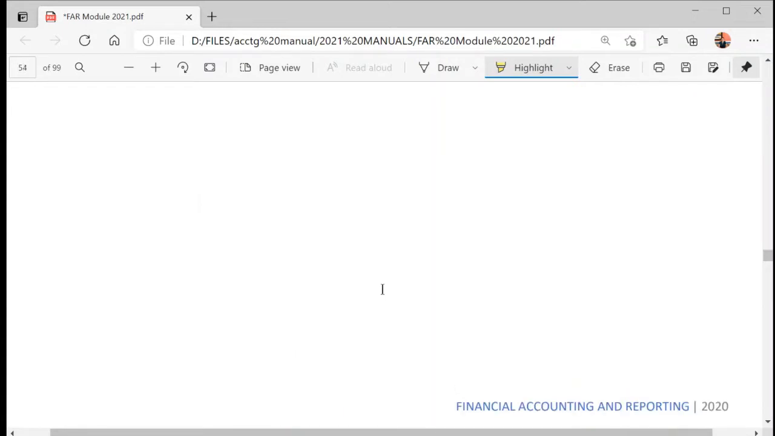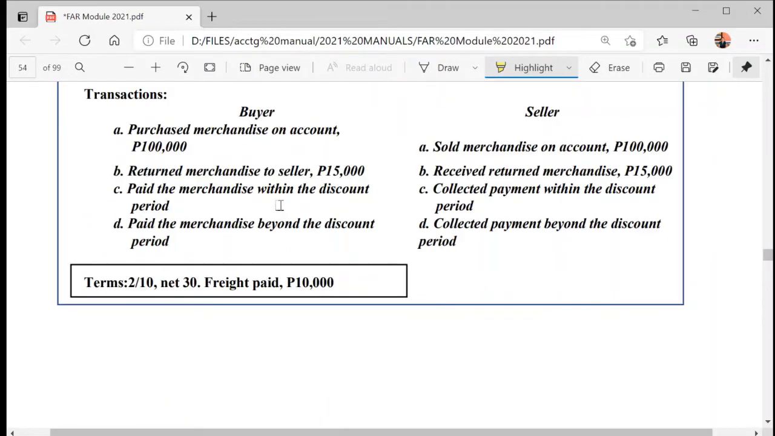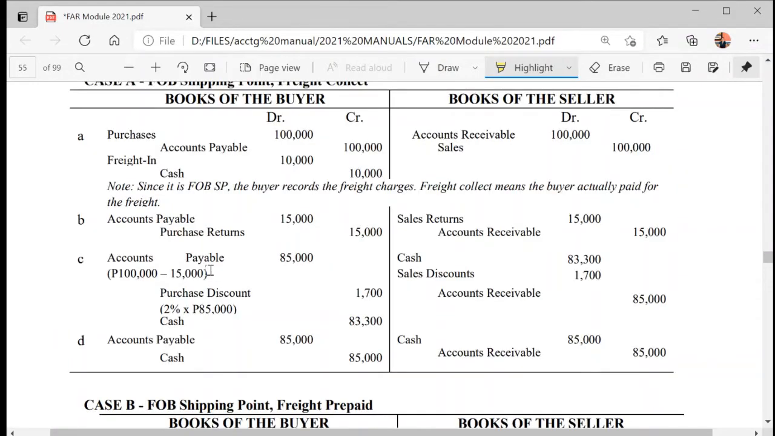The second transaction is return merchandise to the seller. So accounts payable, credit purchase returns. On the side of the seller, sales returns, accounts receivable. Then the third one, we have paid merchandise within the discount period, and letter D is paid beyond, so without discount. So the term there is 2/10. So there's a 2% discount if paid within 10 days.